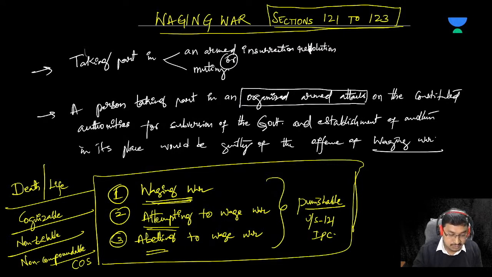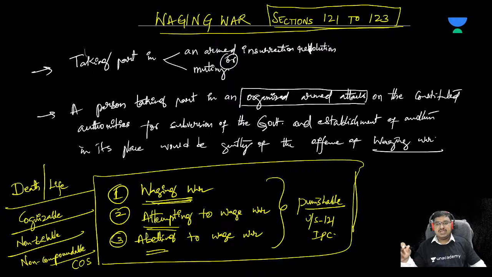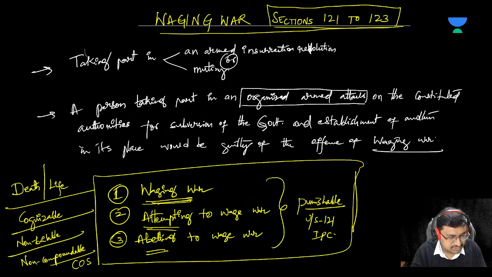A joins an insurrection against the government. Therefore, if any person joins in an insurrection against the government, he would be punishable under section 121 for the offense of waging war against the government. Okay, this is about section 121. Therefore, the principal offender, the attempter, and the abettor, three kinds of persons can be punishable under section 121. This is the classification. This is the punishment with regard to section 121 of IPC, friends.